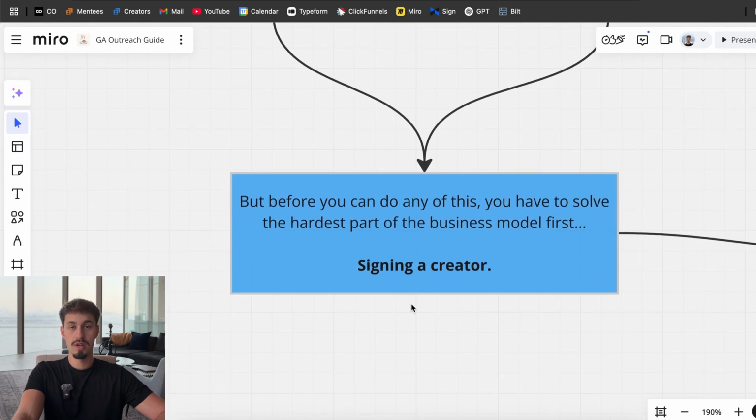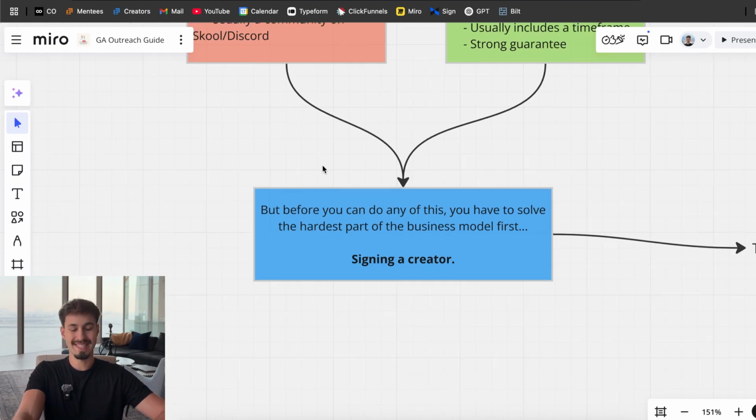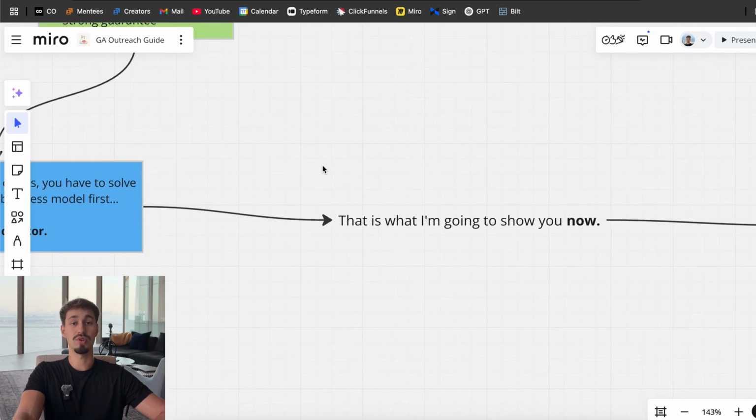But before you can do any of this and actually creating the offer, which by the way, I have a full video going over how to create the offers and everything. It's like an hour long. But before you can do any of that, you have to solve the hardest problem of the business model first, which is signing a creator. So that's what I'm going to show you now.